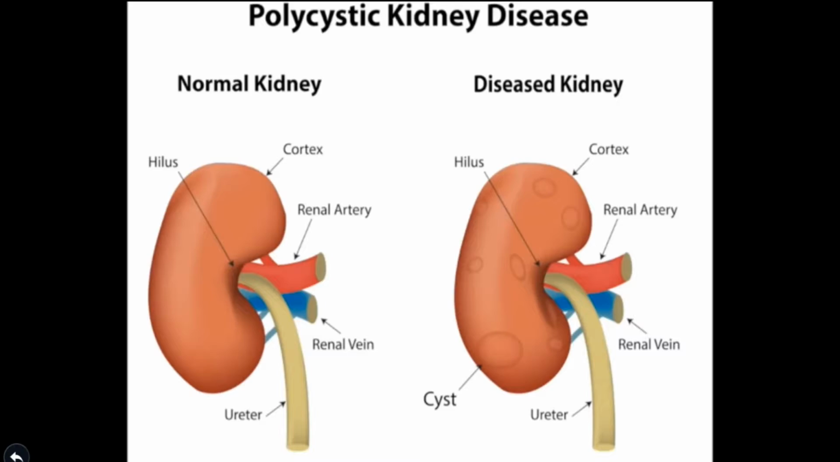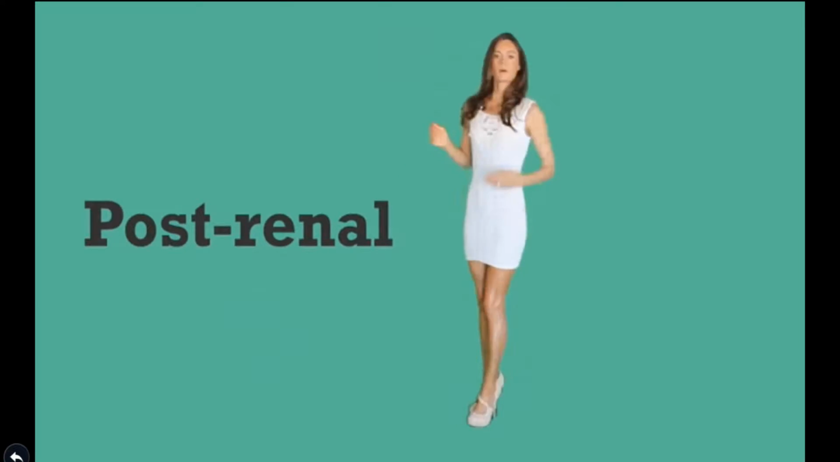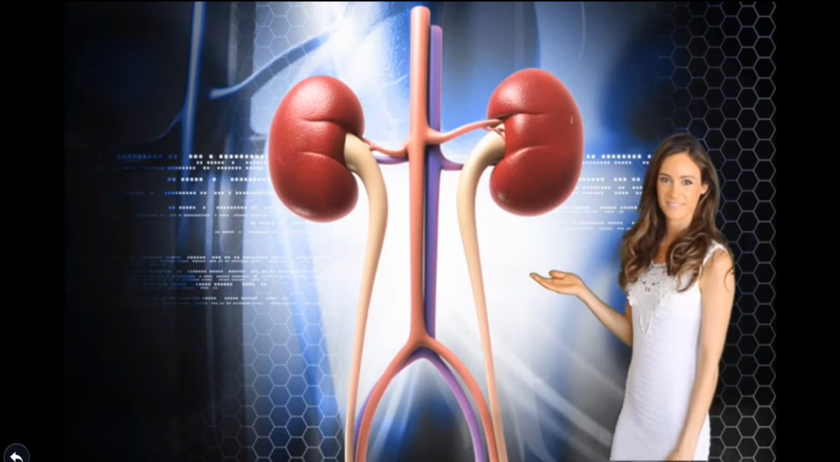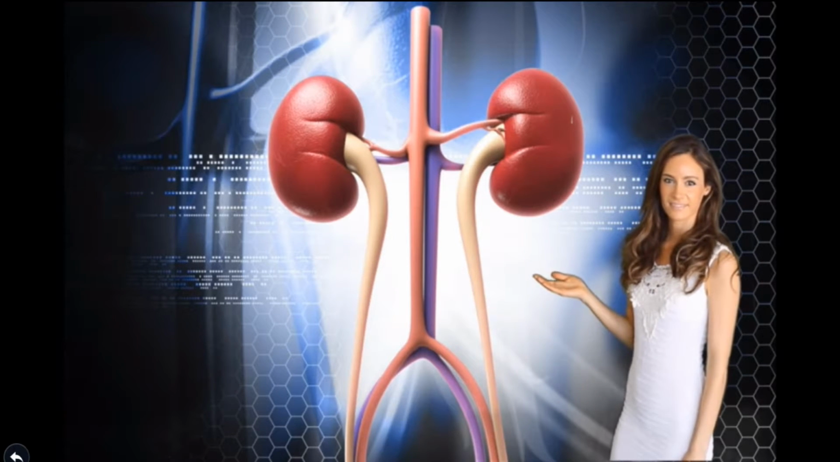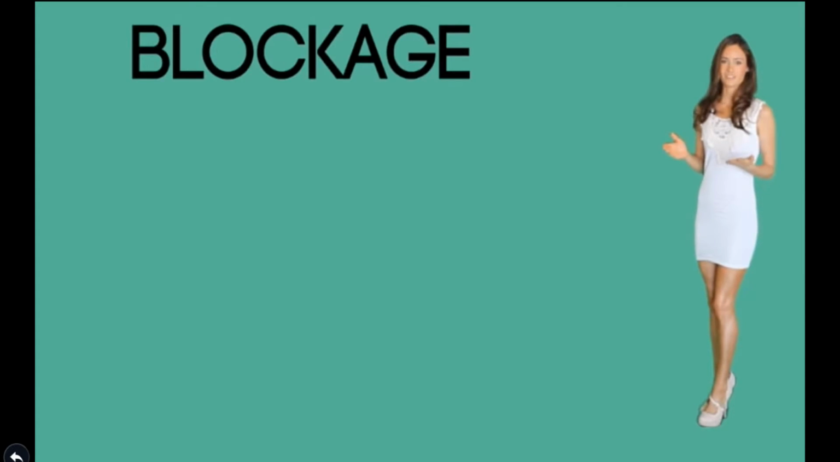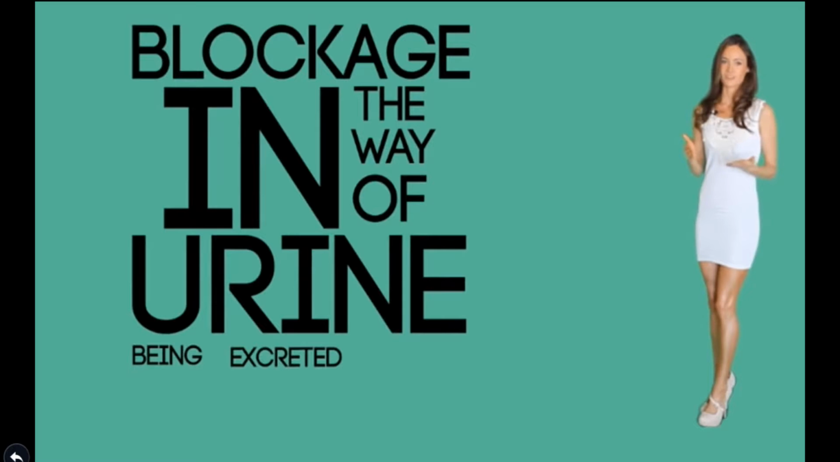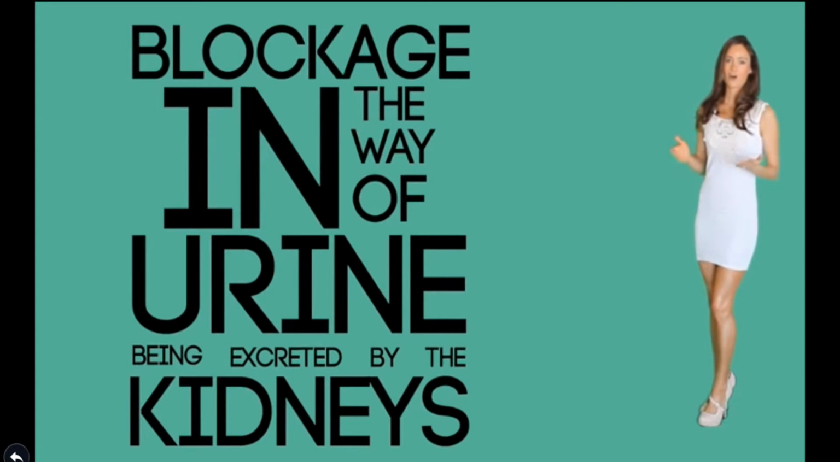And finally, polycystic kidney disease. It is a genetic disorder in which numerous cysts grow in the kidneys. Post-renal. Post-renal failure includes the issues with movement of the urine from the kidneys to the ureters. The problem can be caused by blockage in the way of the urine being excreted by the kidneys. Thus, it is also known as obstructive renal failure.